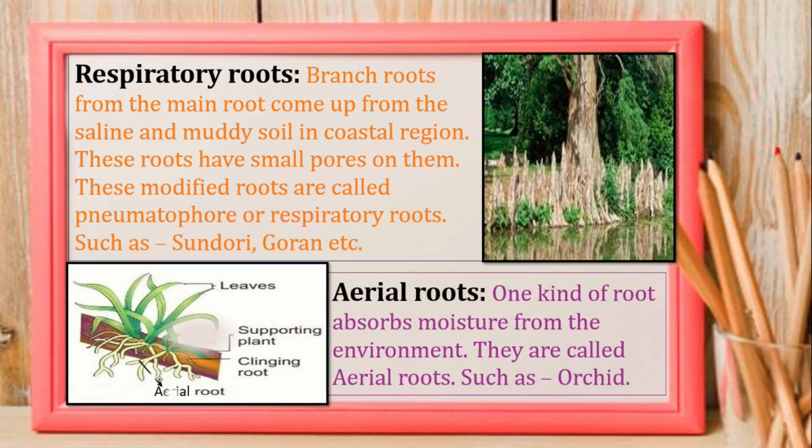Aerial roots. One kind of root absorbs moisture from the environment. They are called aerial roots, such as in orchids.